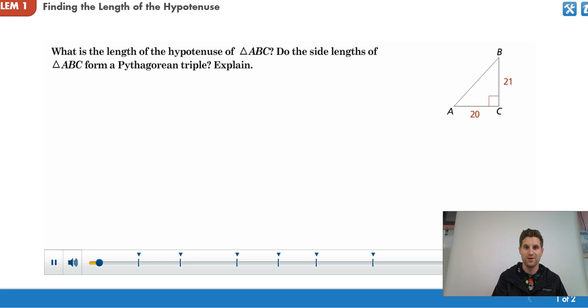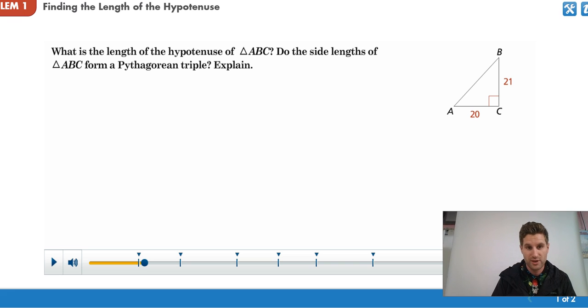Alright, so here we go. Okay, so here's the first problem. Make sure you write down all the words here and our picture. What is the length of the hypotenuse of triangle ABC? Do the side lengths of ABC form a Pythagorean triple?